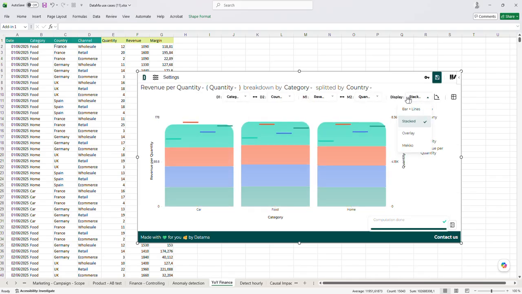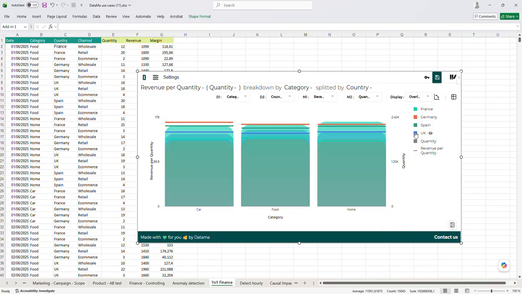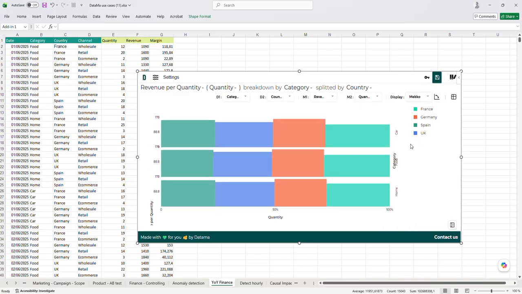So you can play live with the different types of charts that you are creating and display that to your final stakeholders. Some of the charts are charts that already exist in Excel, but in a much more modern way. Some of the charts are not available in Excel.